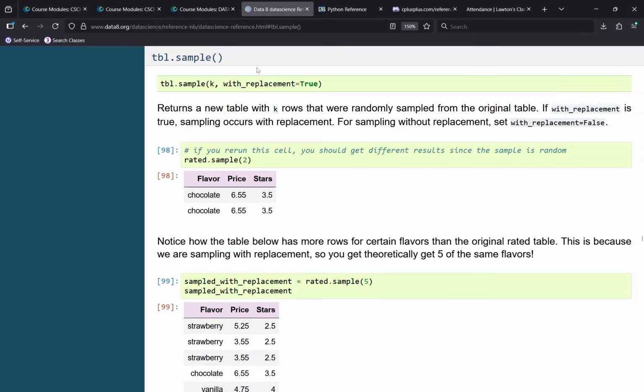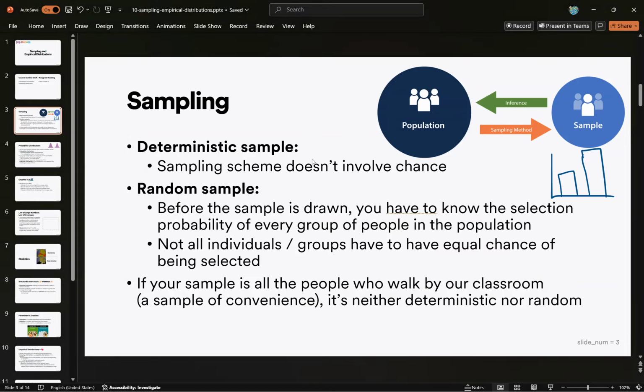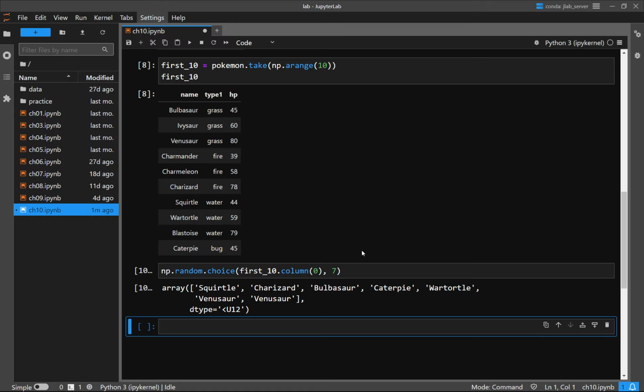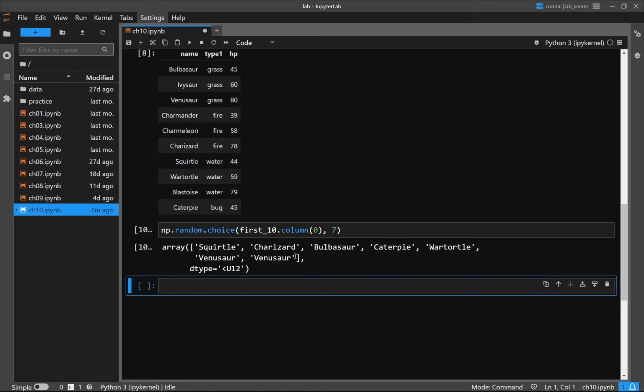So by default, same idea here. Do you want to use replacement or not? By default with np.random.choice, it is with replacement. And what that means is there can be some duplicates. It looks like we got lucky this time, didn't we? So let me rerun it. New random sample. Do you see how there are 2 Venusaurs?